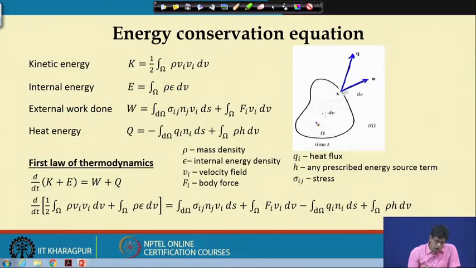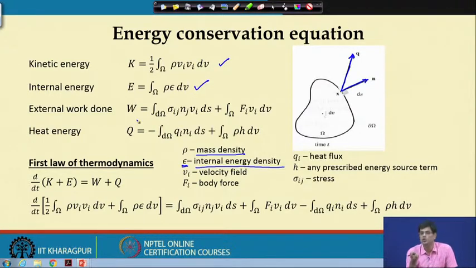If I write the expression of the kinetic energy, we know it is half m v squared, where we consider the mass density rho. So this is my kinetic energy, and this is my internal energy, rho times the internal energy density, small epsilon. This is integrated over the total volume.